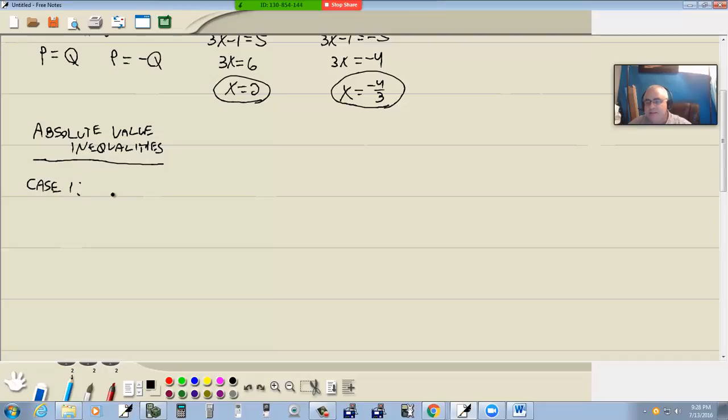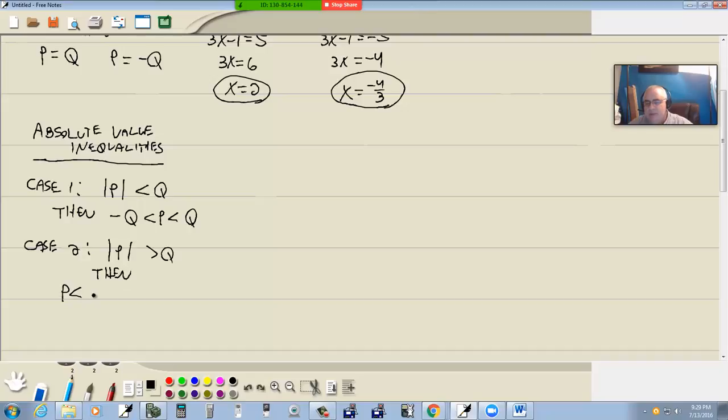We have two cases. Our first case is where we got the absolute value of something is less than something else. If you have it in that form, then you're going to rewrite it as negative Q is less than P is less than positive Q. On case 2, if you have the absolute value is greater than something else, then you'll rewrite this as P is less than negative Q or P is greater than positive Q.